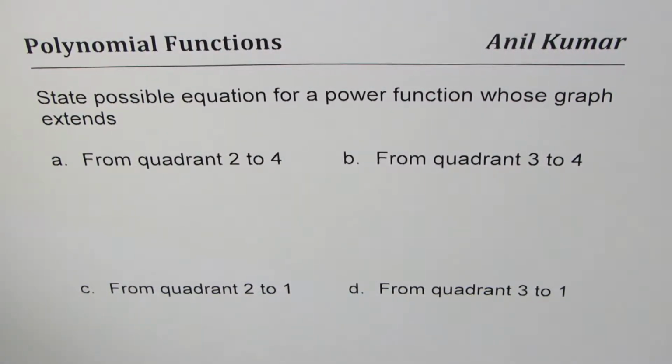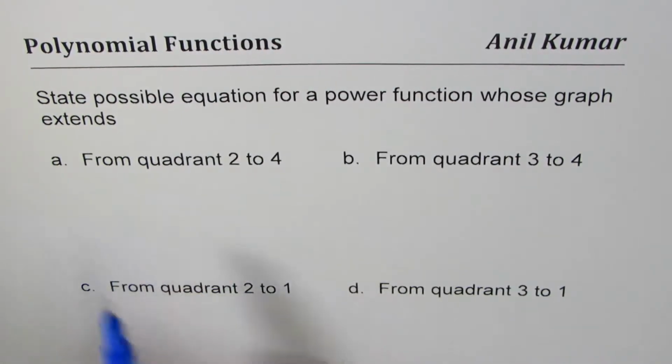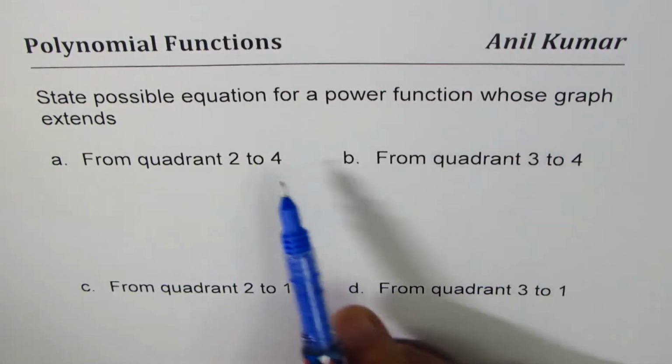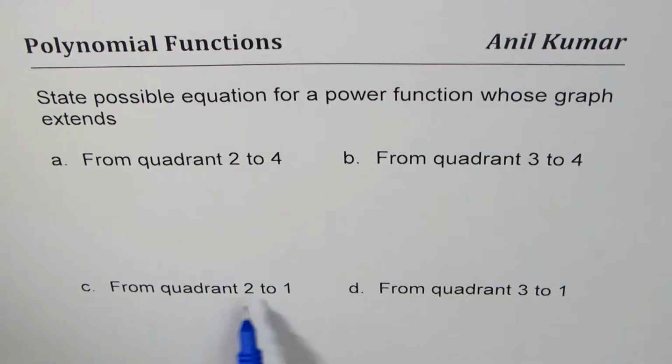I'm Anil Kumar, and in this video we will connect power functions with their graph. The question here is, state a possible equation for a power function whose graph extends from quadrant 2 to 4. That's part A. Part B is the graph extends from quadrant 3 to 4. Then we have from quadrant 2 to 1, and part D is from quadrant 3 to 1.